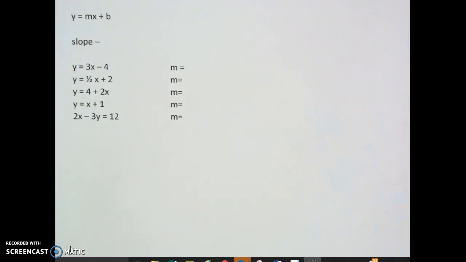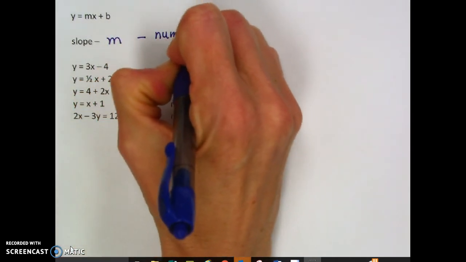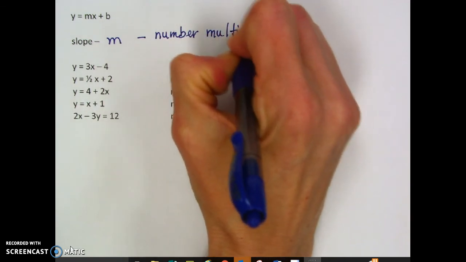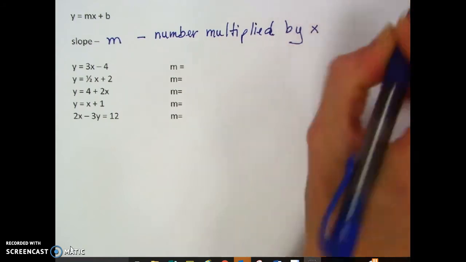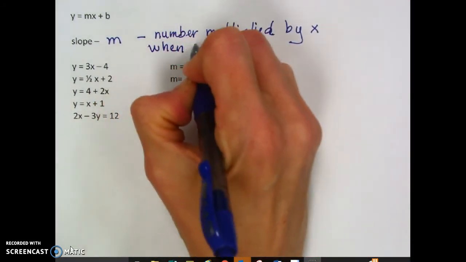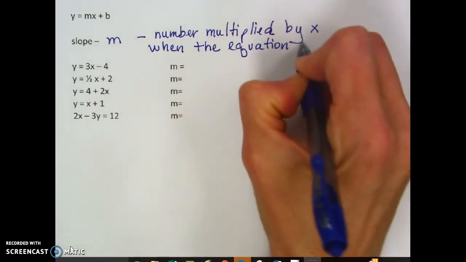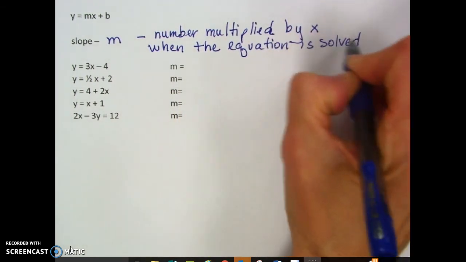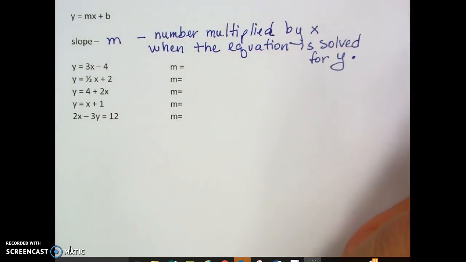All right, so when we have the equation y equals mx plus b, the slope is what? M. Okay, it is the number multiplied by x when the equation is solved for y. Now, if the equation is not solved for y, you're going to have to do a little bit of work to figure out what the slope is.